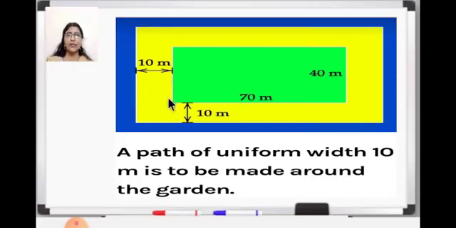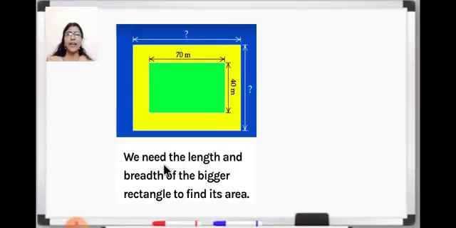So how to find out the area of this path? First, we need to find the length and breadth of the bigger rectangle to find its area. You can see here, this is the bigger rectangle and this garden is the smaller rectangle. So first we need to find out the length of this bigger rectangle as well as the breadth of the bigger rectangle.